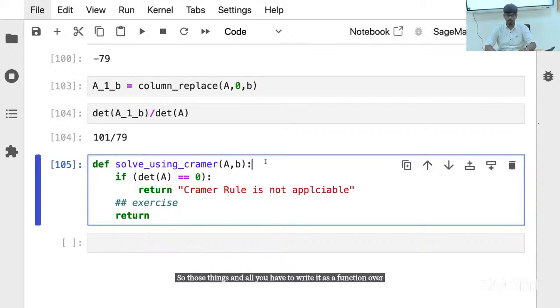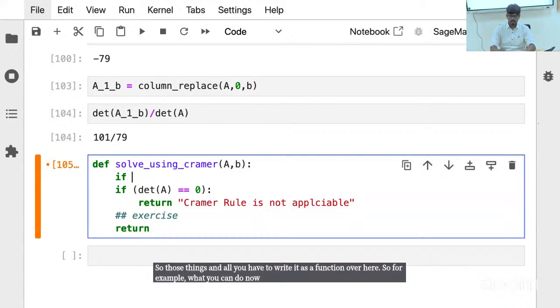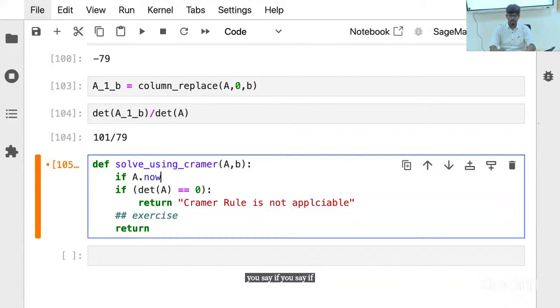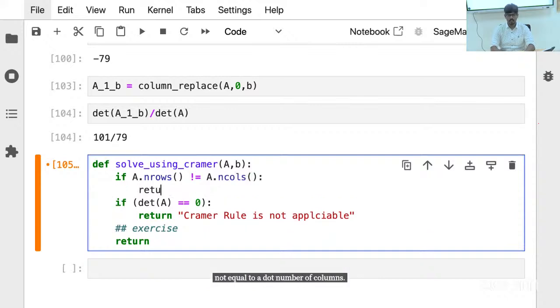For example, you say if A dot n rows is not equal to A dot number of columns, then you say that A must be square. That's all.